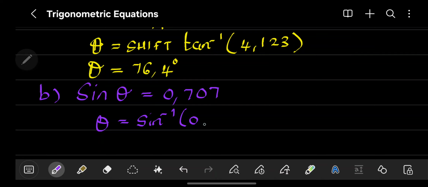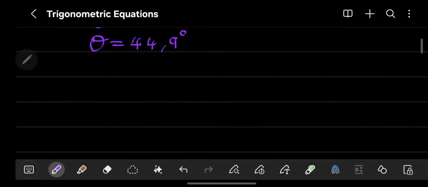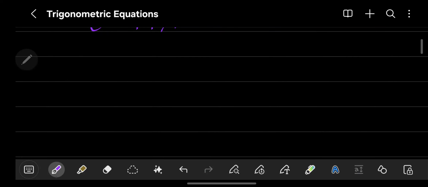And then you just put 0,707. Then your theta will be how much? Your theta will be 44,9 degrees to 1 decimal place. Remember, they said that you should round them to 1 decimal place. Okay, so let's just go a little further.